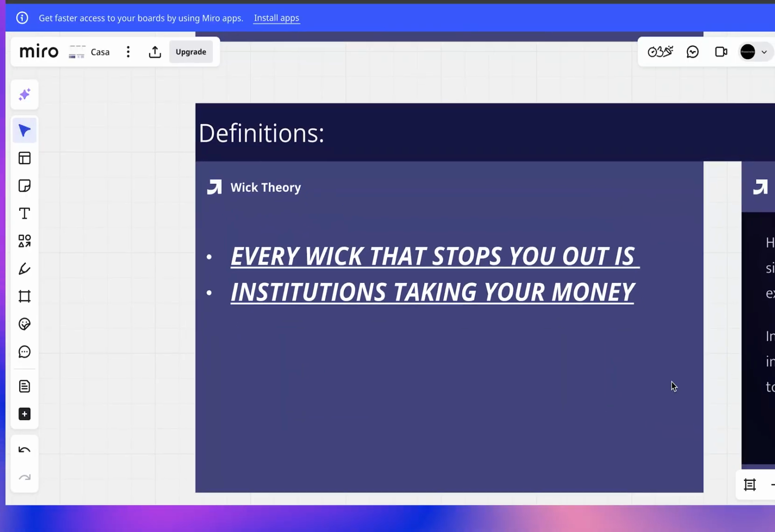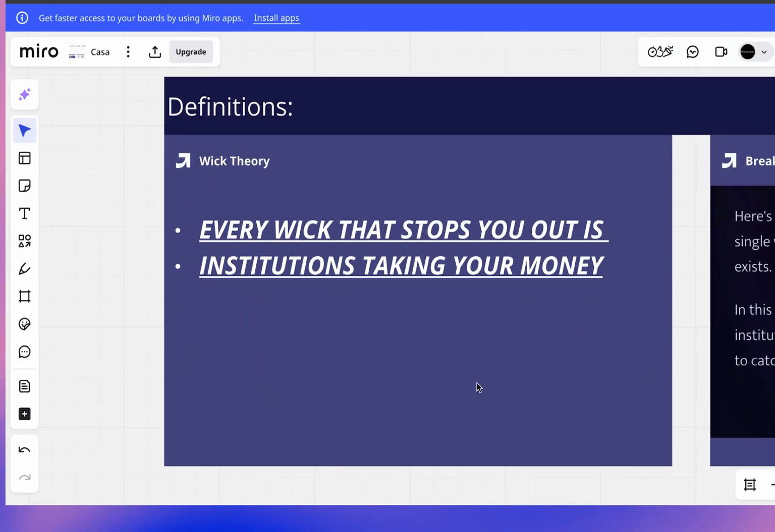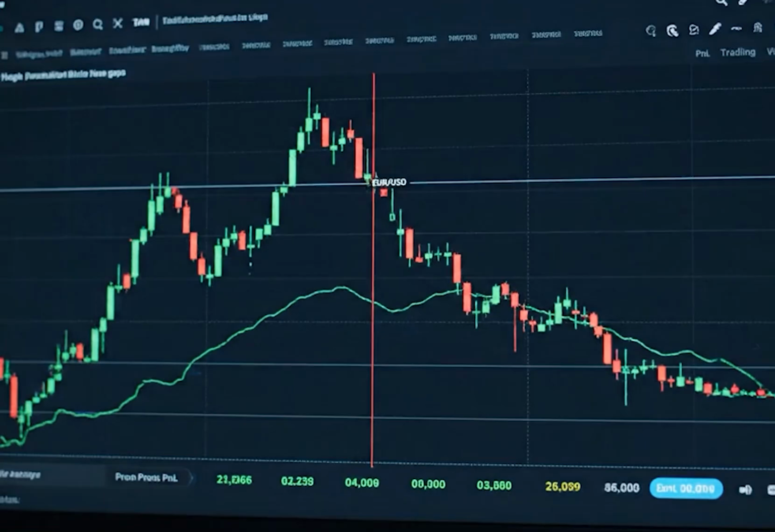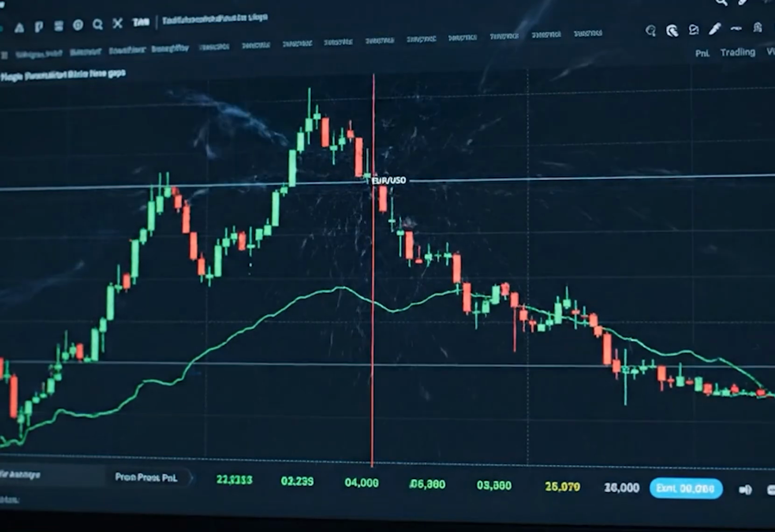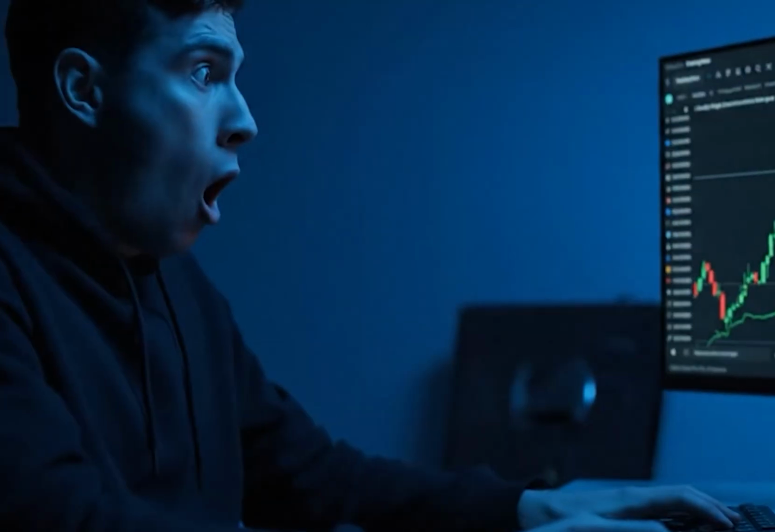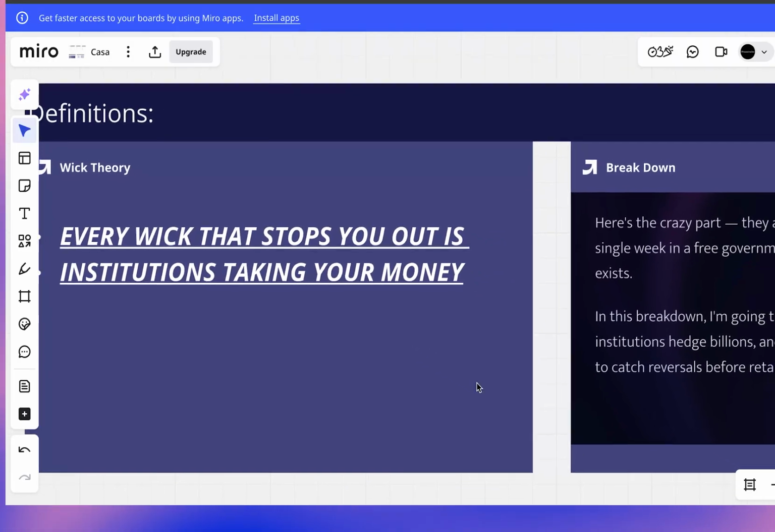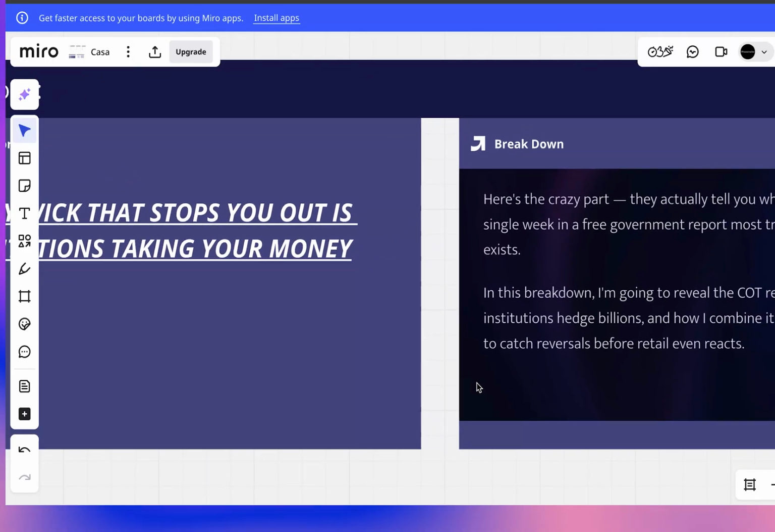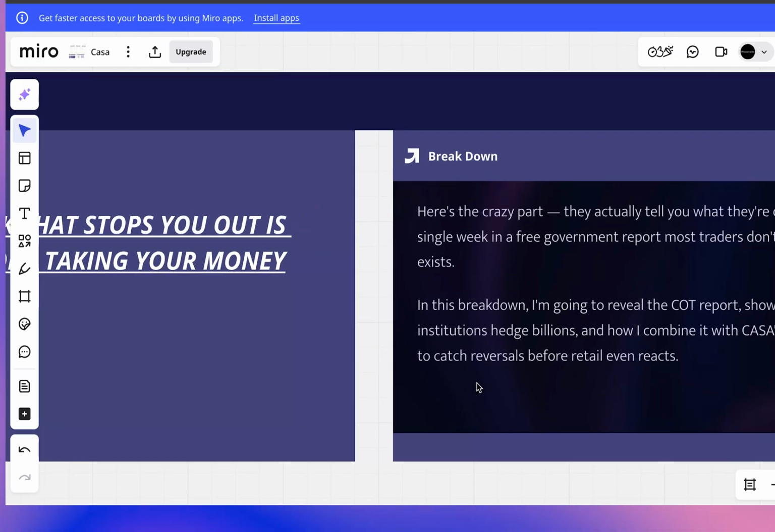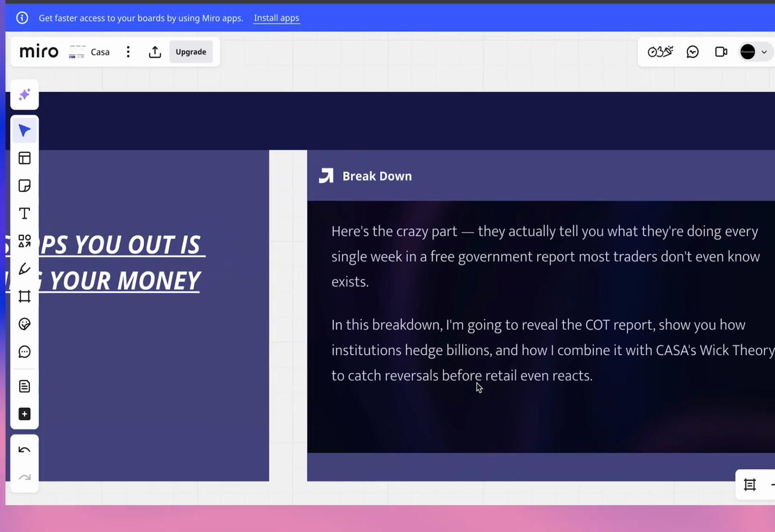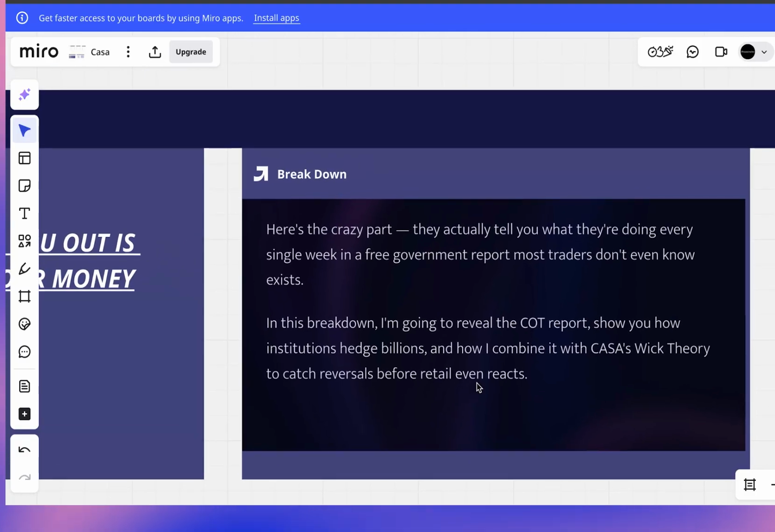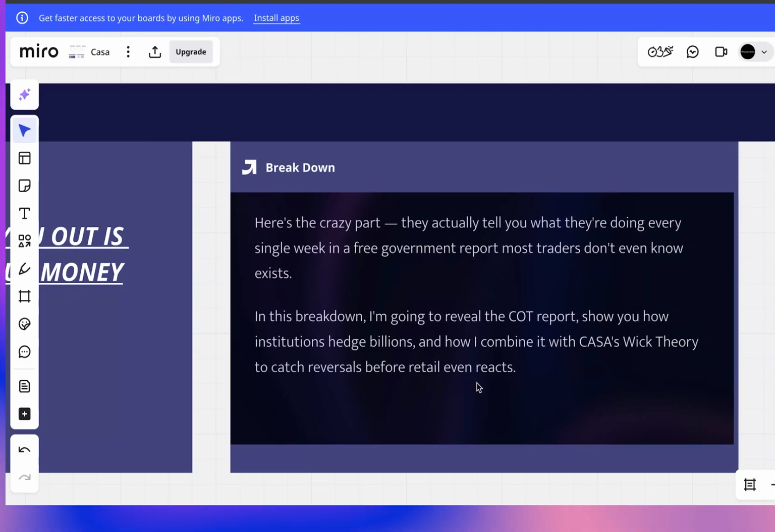But here's some more definitions. Every wick that stops you out is institutions taking your money. We've all been there, right? We got wicked out, and then price just trades back into that wick and goes straight to our take profit. And that's when you start experiencing psychological things like FOMO or tilt, and you're just getting really bad entries. There'll be days where you're on the right side of the market, but due to slippage, FOMO and bad entries, you'll still end up blowing an account or ending the day super red, right?